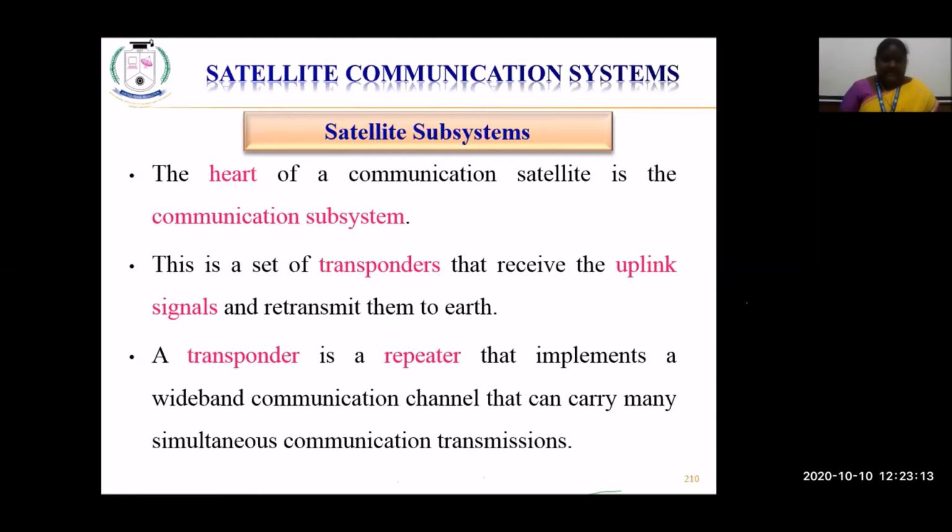So this is about the satellite subsystems. The heart of the satellite communication system is the communication subsystem.